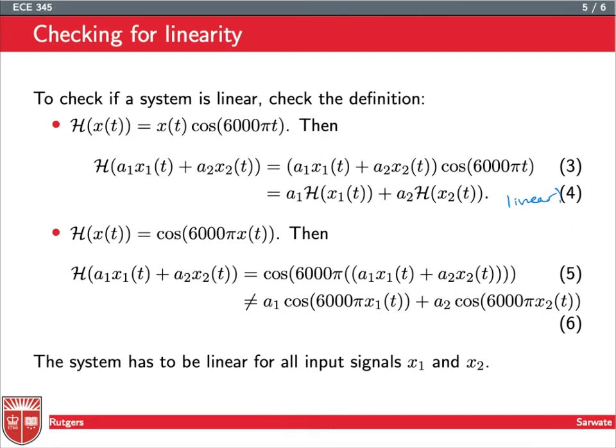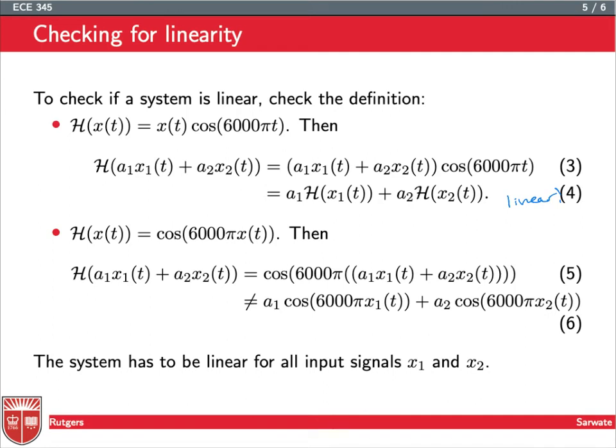What about if I put the x of t inside the cosine? So I do cosine of 6000 pi x of t. Then if we try to apply H to this, we plug in the linear combination: cosine of 6000 pi times a1 x1 of t plus a2 x2 of t. This is not equal to a1 times cosine plus a2 times cosine, because the cosine of the sum of two signals is not the sum of the cosines of those two signals. We know that from trigonometry. The important thing to note is that in order to prove that a system is linear, it has to be linear for all possible input signals x1 and x2.